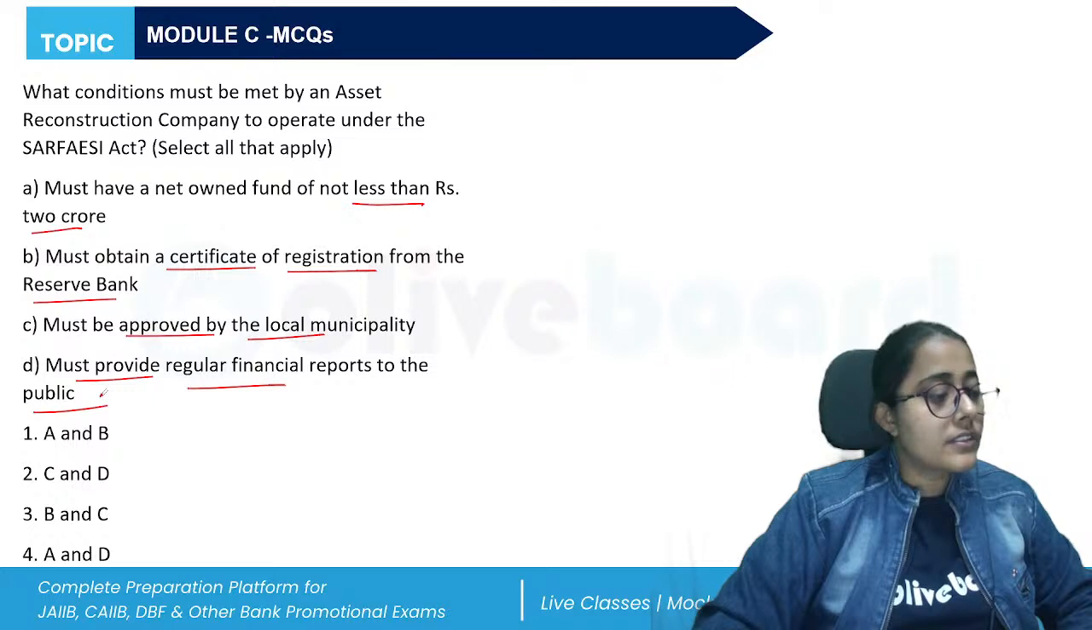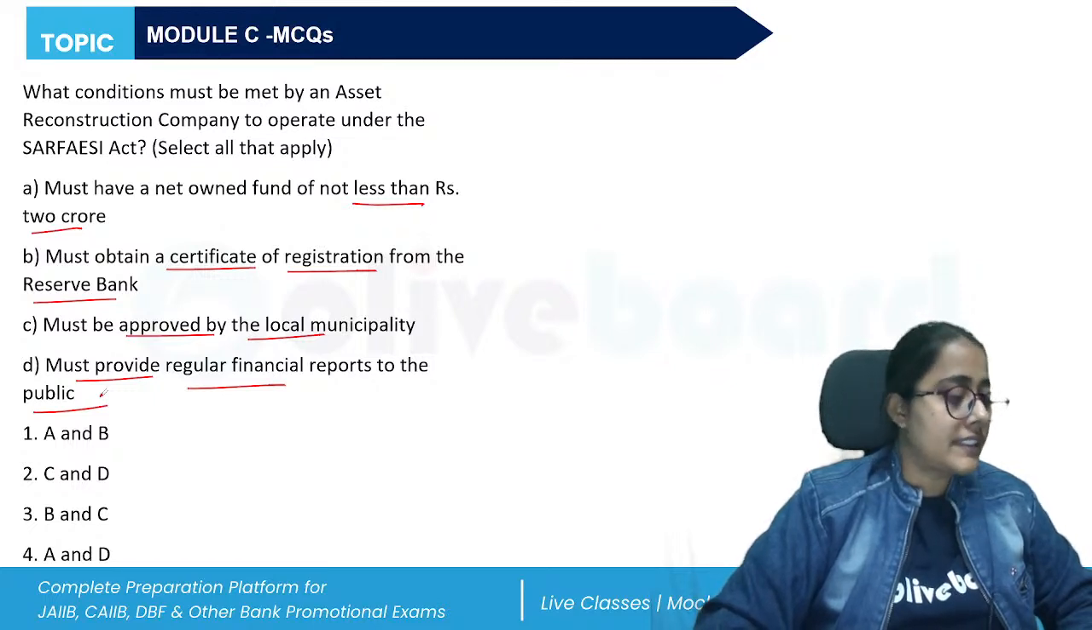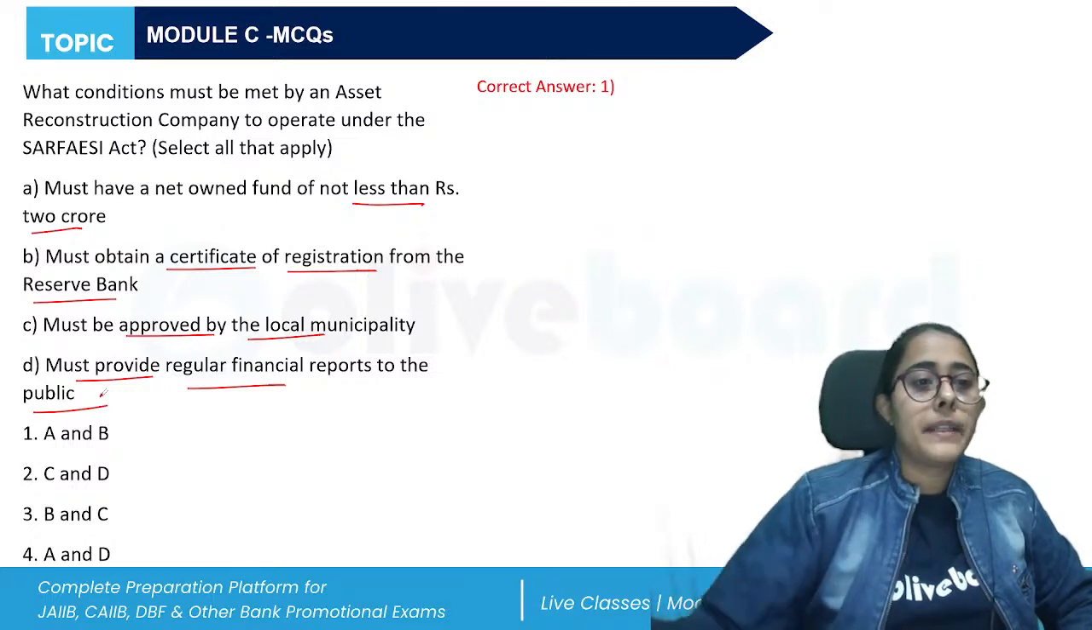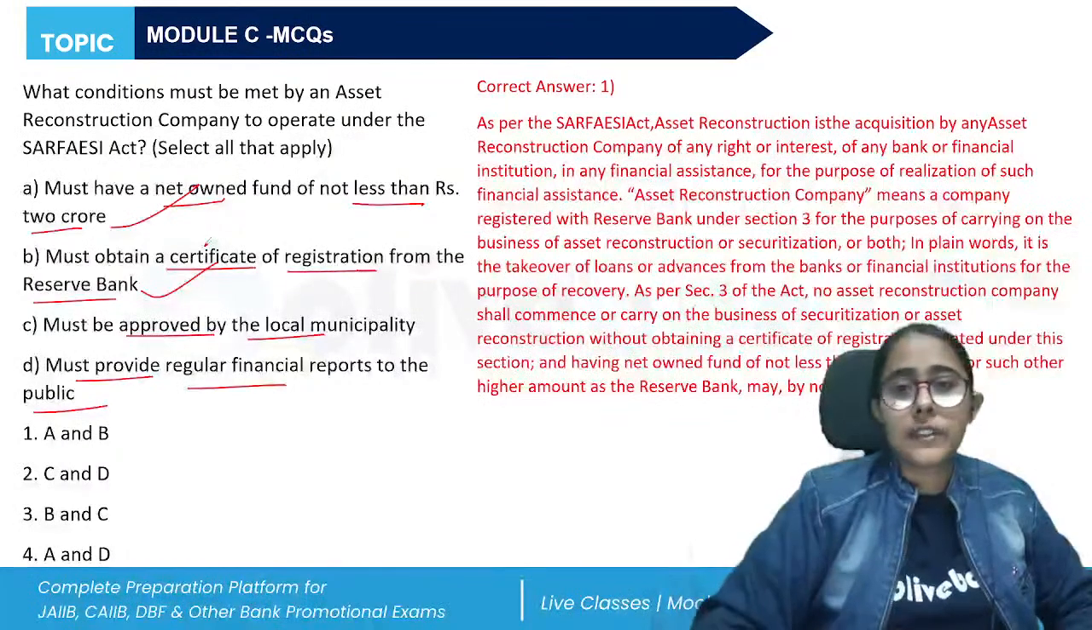We know the functions, the organization of the asset reconstruction company, and there are certain conditions that they need to fulfill before they can operate under the SARFAESI Act. And these conditions are A and B. They must have a net owned fund of not less than 2 crore and they should obtain a certificate of registration. So asset reconstruction is the acquisition by the ARC of any right or interest of any bank or financial institution for the realization.